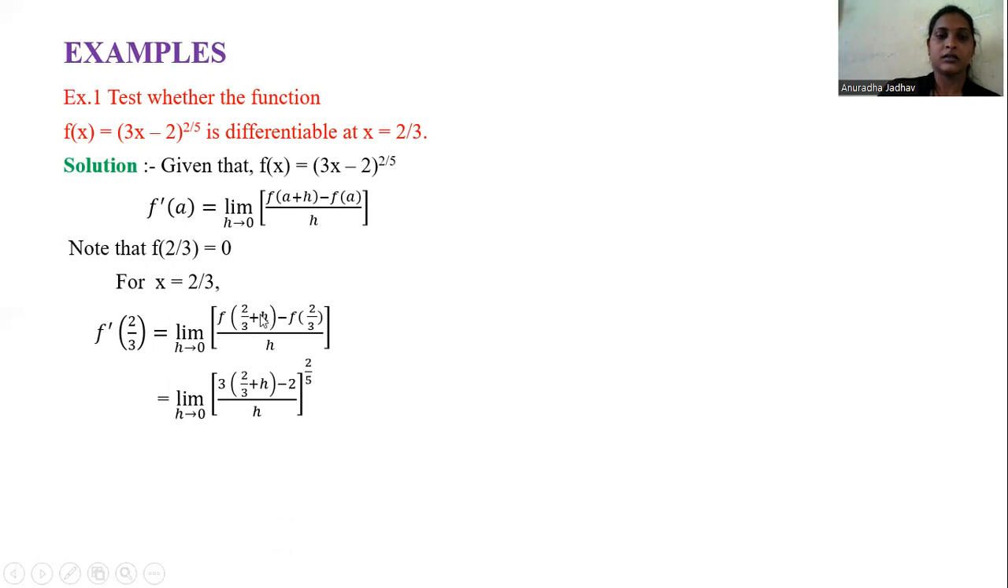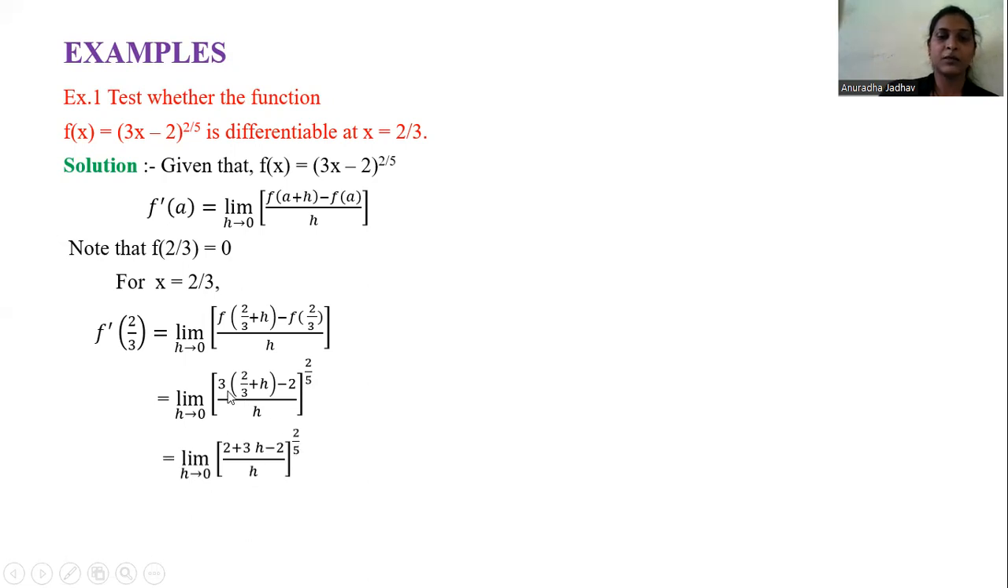Therefore, here only substitute the value of function f of 2/3 plus h. In the given function, x is replaced by 2/3 plus h. Therefore, we will get 3 into 2 upon 3 plus h minus 2, bracket raised to 2/5, divided by h.